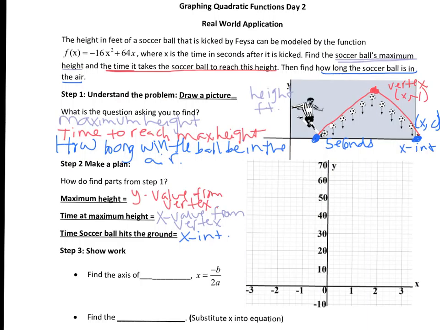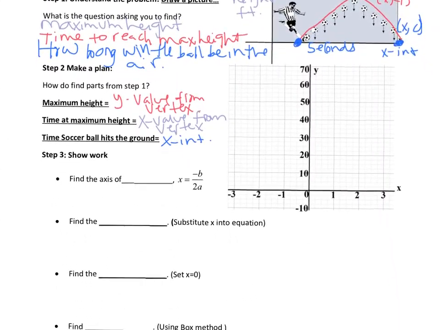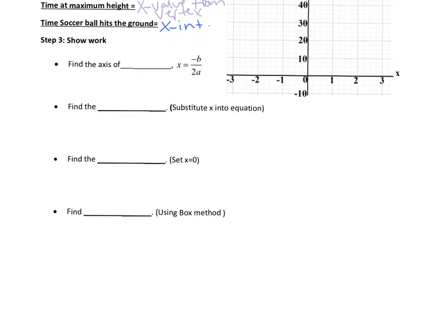Alright, after you make a plan, let's start figuring all of this information out. So if you go to step number 3, we're going to do what we did yesterday and the day before that. We're going to find the axis of symmetry first. And remember, the axis of symmetry's equation is x is equal to negative b over 2a.